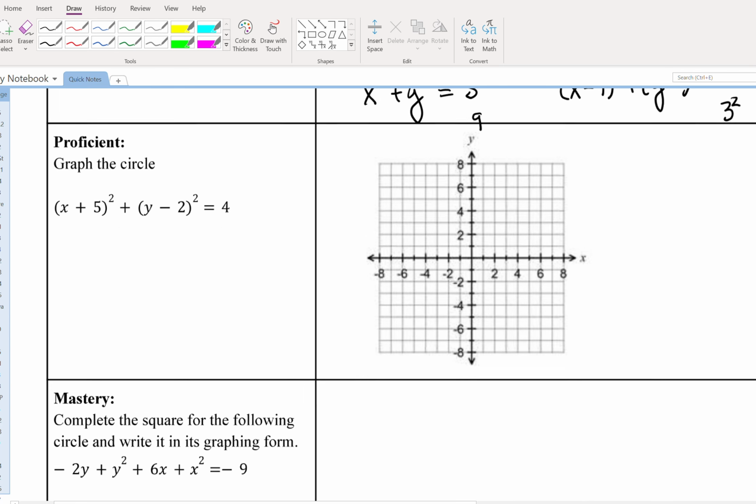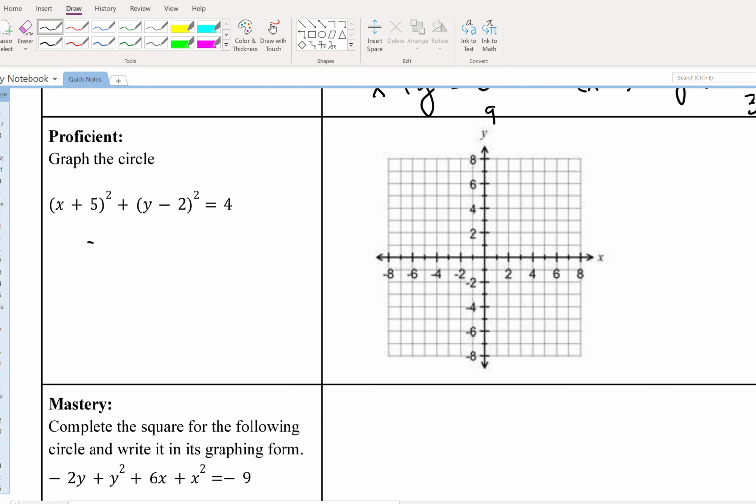On this one, it says to graph the circle. So first thing I want to do, hey, what's the center? The center of this circle would be at -5. Again, kind of counterintuitive.